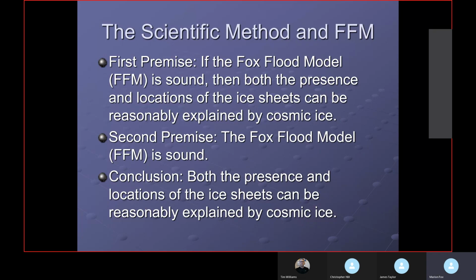Right? Both the presence and location of the ice sheets: the ice sheets are symmetrical about the magnetic field of the Earth, not the geographic poles. And the geographic and the magnetic poles aren't located in the same place. So your ice is symmetrical around the magnetic poles, not the geographic poles. You'd expect, if it was weather oriented, it would be around the geographic poles, not the magnetic. But it's around the magnetic poles.